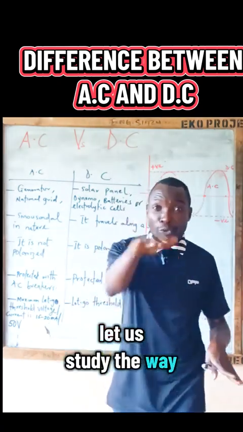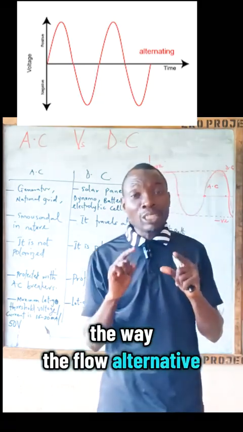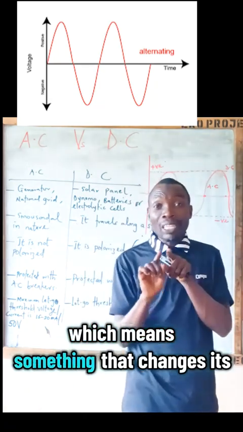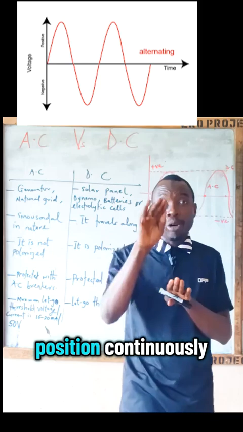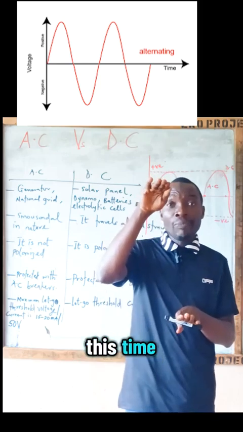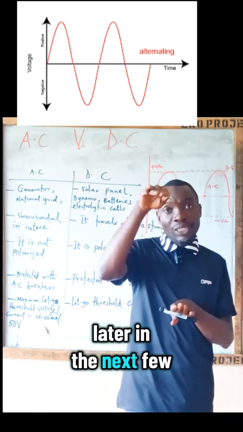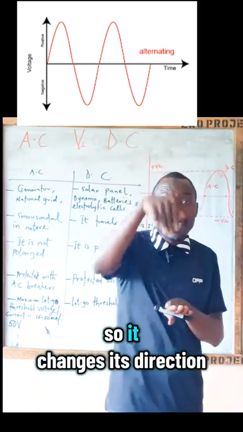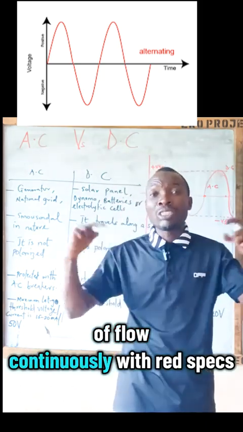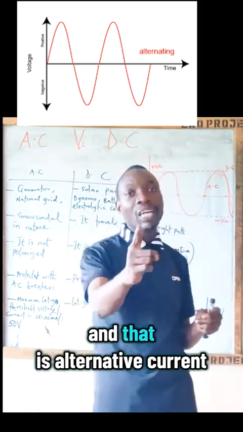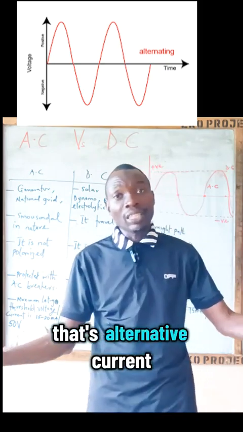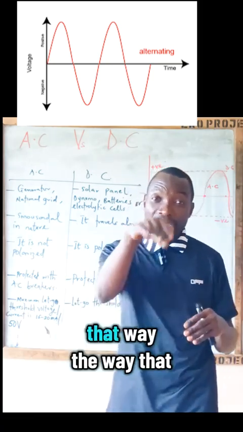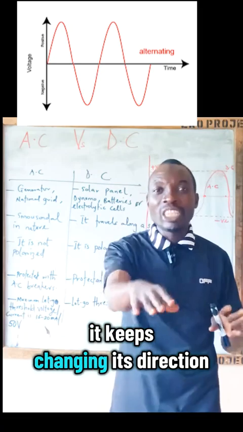Let us study the way they flow. Alternating current, from the word alternating, means something that changes its position continuously. If it is here at this time, in the next few seconds it is like this, in another few seconds it's like this, and so on. So it changes its direction of flow continuously with respect to time, and that is alternating current. It flows in a sinusoidal way, continuously changing its direction.